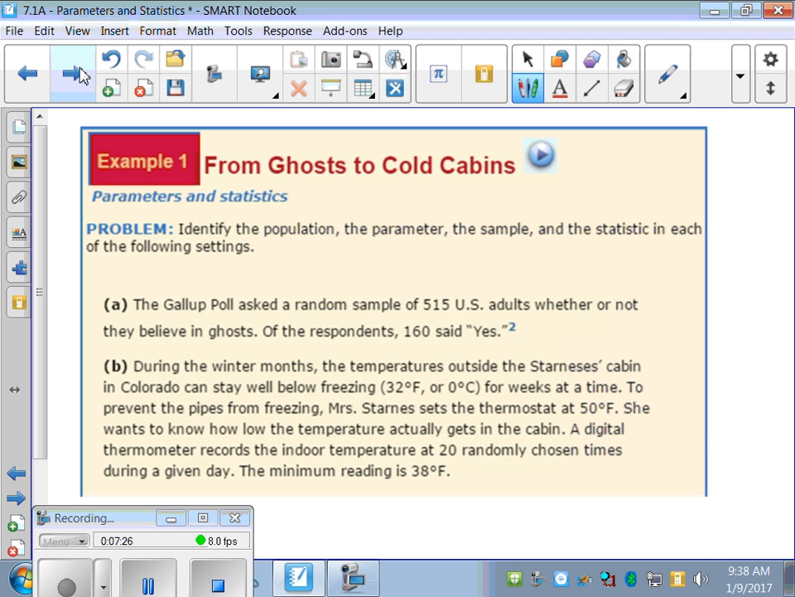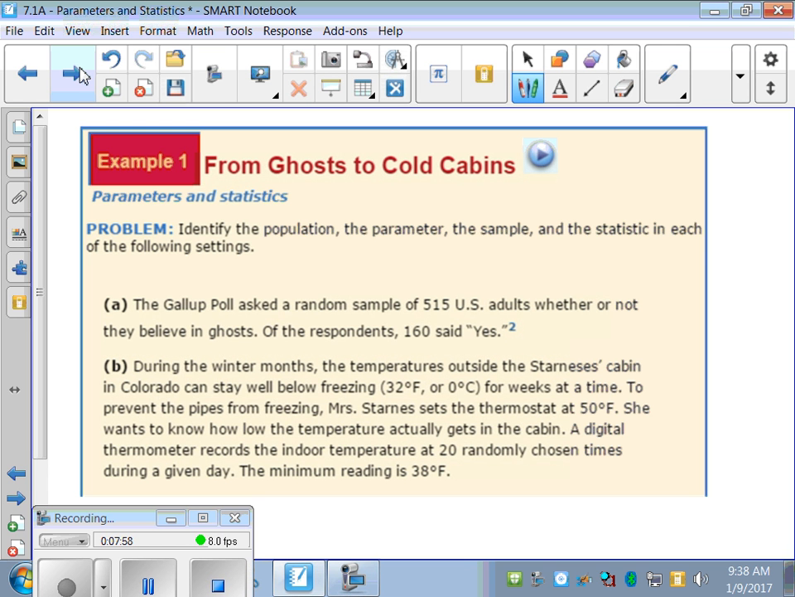All right, so let's try a problem. Identify the population, the parameter, the sample, and the statistic in each of the following problems. All right, so the population, oftentimes we're using words to describe. The parameter is the number, okay, that goes with that population of what we're trying to find. Sample, we're using words to describe. We might have a number like 200 people or something. And then the statistic is the data that you got from that sample.